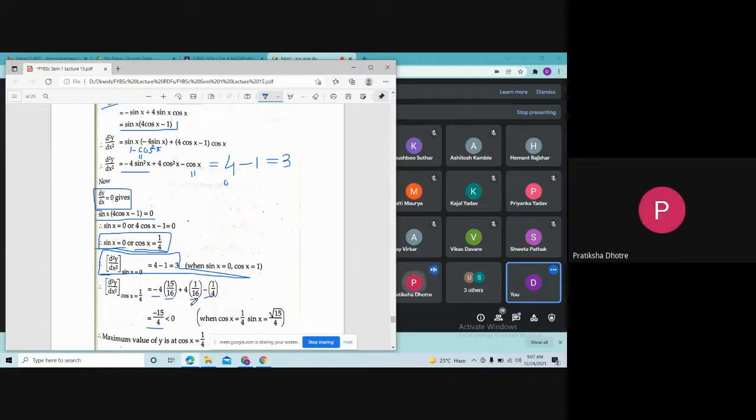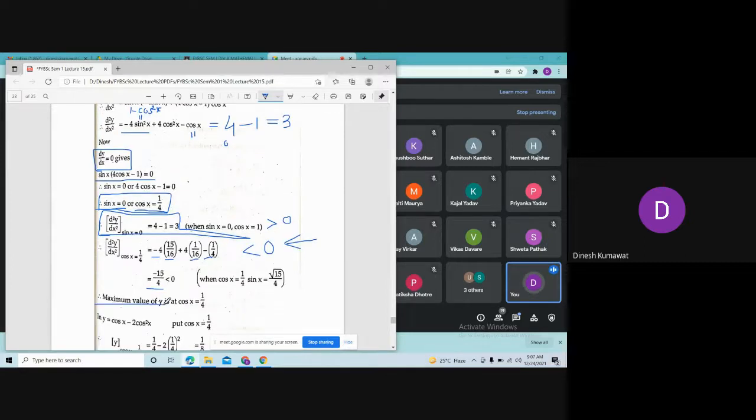Yes, sir. So in the first case we are getting this is bigger than 0, and in the second case we are getting this is less than 0, and we want maximum value. So which value of x we are going to consider? First or second? Second one, sir. Second value. Okay, because this gives me the maxima. Hence the maximum value of y is at cos x is equals to 1 by 4. Is that clear to everyone? Yes, sir.